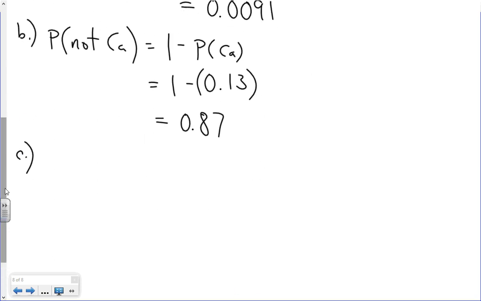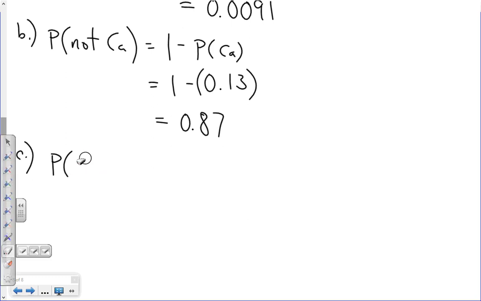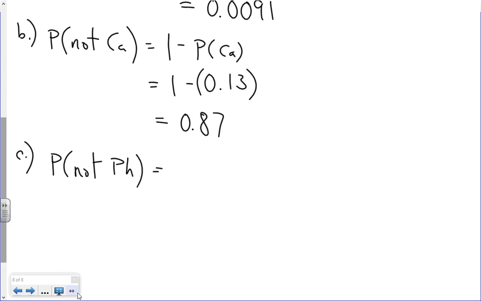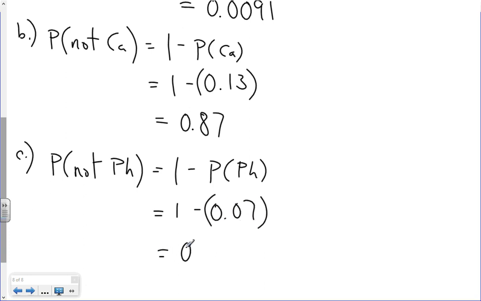All right, part C. C is asking the same question, but it's about Phoebe. Phoebe does not catch the mumps. So the probability that Phoebe, that's not Phoebe getting the mumps. So again, that's 1 minus the probability that Phoebe does get the mumps. And the chances of Phoebe getting the mumps was only 7%. So it's 1 minus 0.07, or that's going to be 0.93. 93% chance that she does not get the mumps.